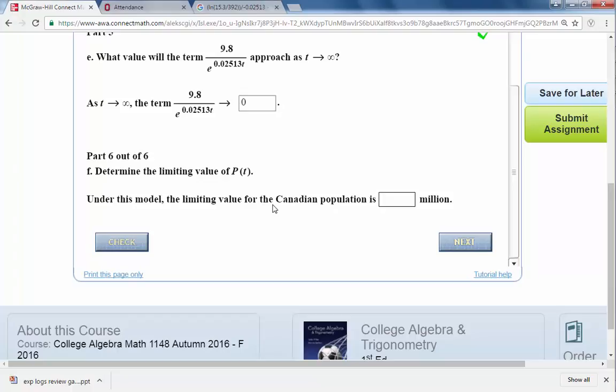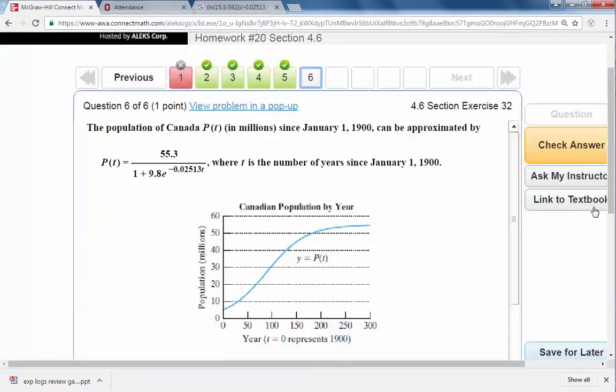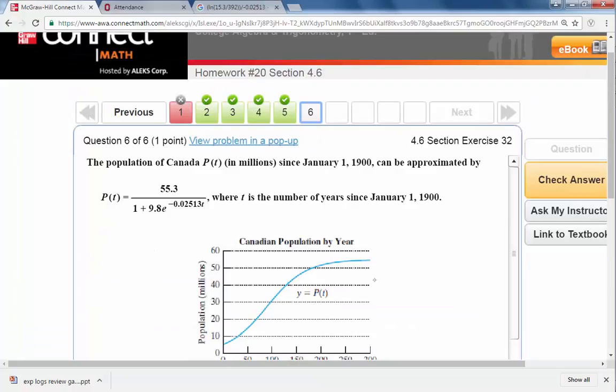Now they are asking, when t goes to infinity, after 1900 add 1 million years, 1 billion years, what is the Canadian population going to be? Look, from the picture, I know it's going to be capped here indefinitely. It's never going to exceed this level. It's a 55-ish value. Here is the second reason why. This thing, 9.8 e to the negative 0.2513 t.